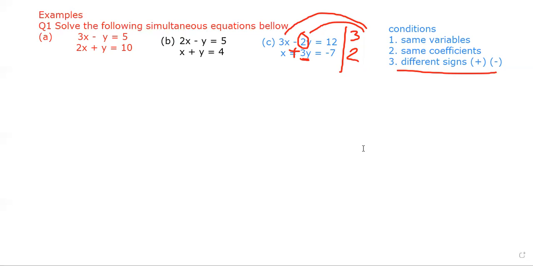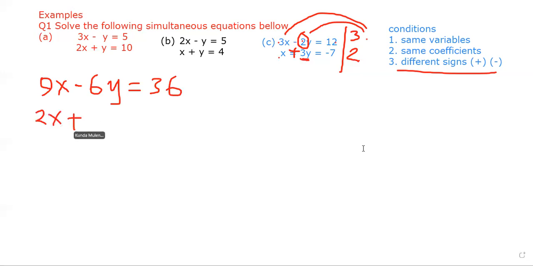So that when we multiply, we're going to have 3 times 3x, we're going to have 9x. We have a negative sign. 3 times 2, we're going to have 6y is equal to 3 times 12, we're going to have 36. After that part is done, then we say 2 times x, we're going to have 2x plus 2 times 3, we're going to have 6y equal to 2 times -7 will give us -14.